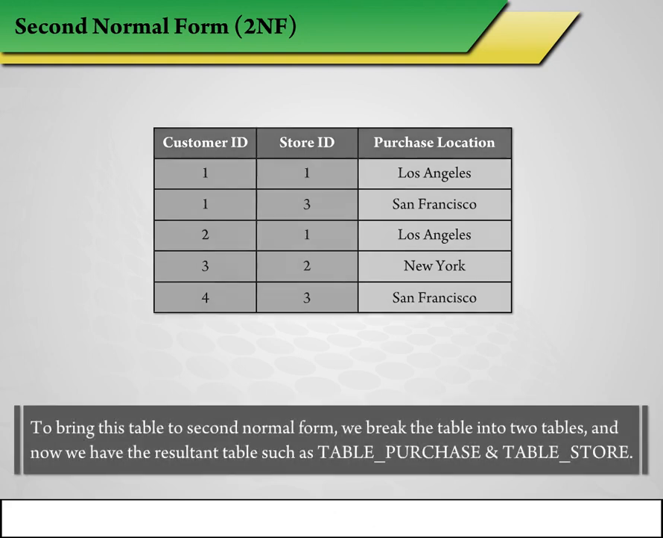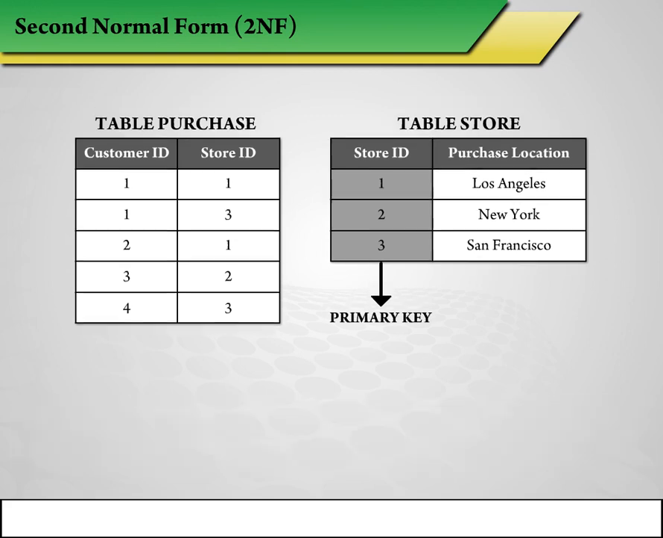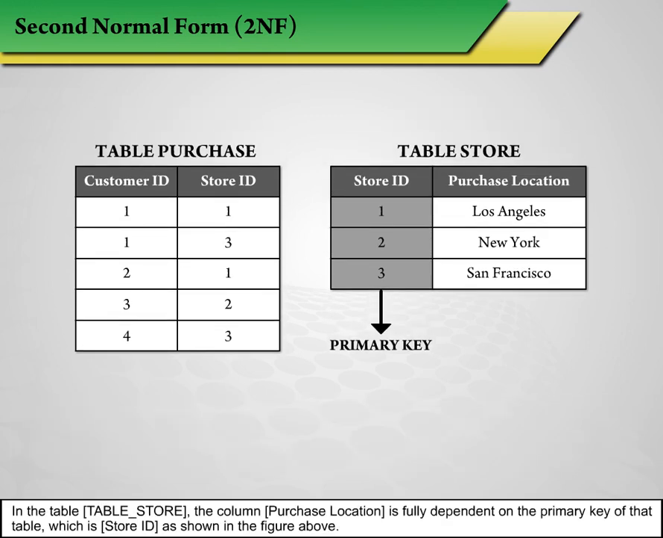To bring this table to second normal form, we break the table into two tables, and now we have the resultant tables, table purchase and table store. In the table store, the column purchase location is fully dependent on the primary key of the table, which is store ID, as shown in the figure above.